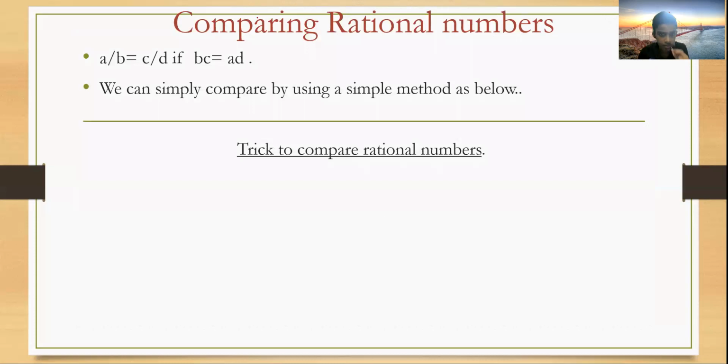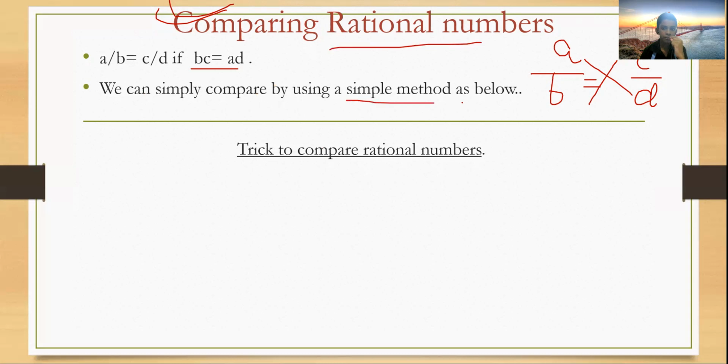Now, comparing rational numbers. a by b is equal to c by d if bc equals ad. This means that if there are two fractions a by b and c by d, then if their cross multiplications are equal, the fractions are equal. We can simply compare rational numbers by using a simple method as below. It is a very important trick to be used in exams.